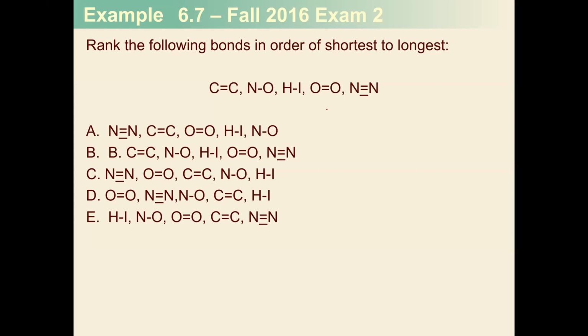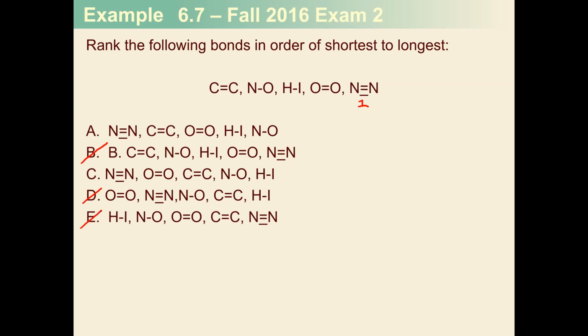So the first thing that we want to do is look to see if there are any triple bonds. Notice that I have that here with our nitrogen-nitrogen. This should be the shortest of all of the bonds that I'm going to deal with. So that means that answer B, answer D, and answer E will not be correct answers.